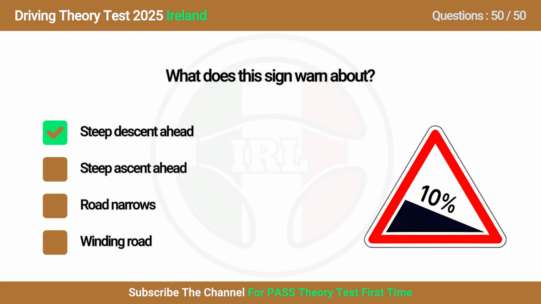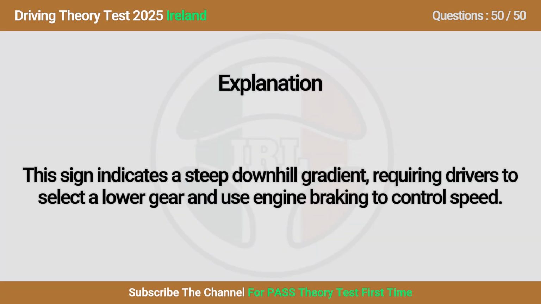Answer is A. Steep descent ahead. This sign indicates a steep downhill gradient, requiring drivers to select a lower gear and use engine braking to control speed.